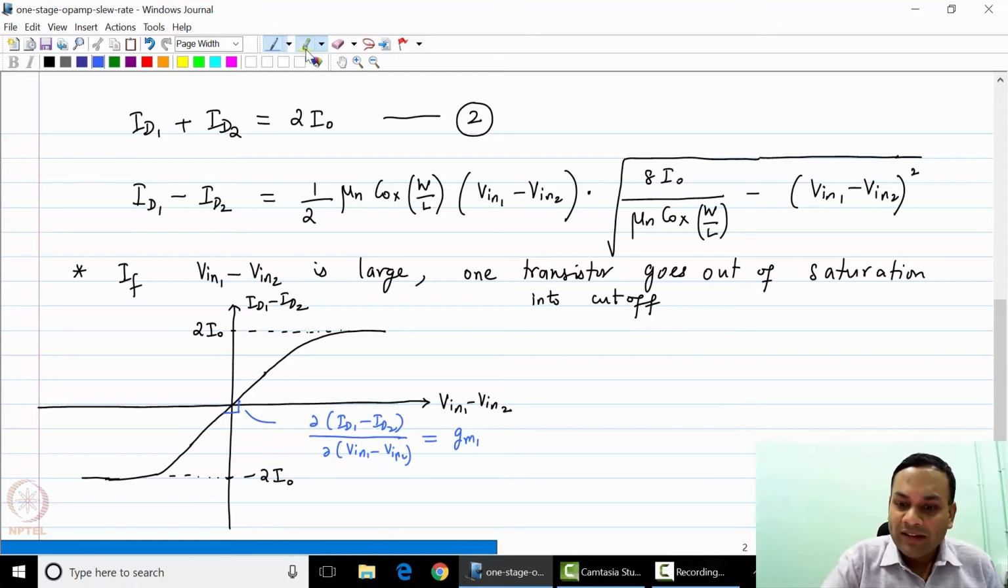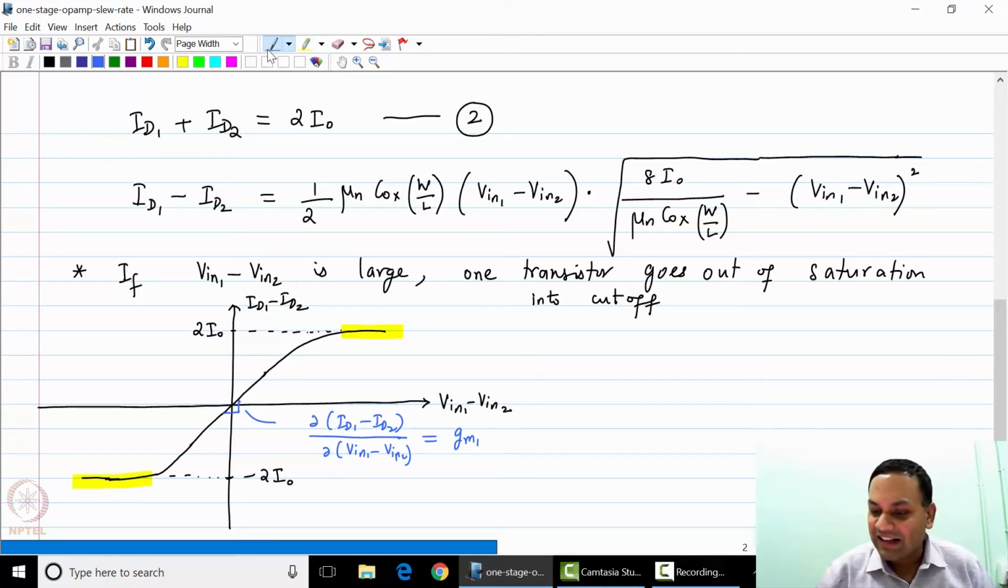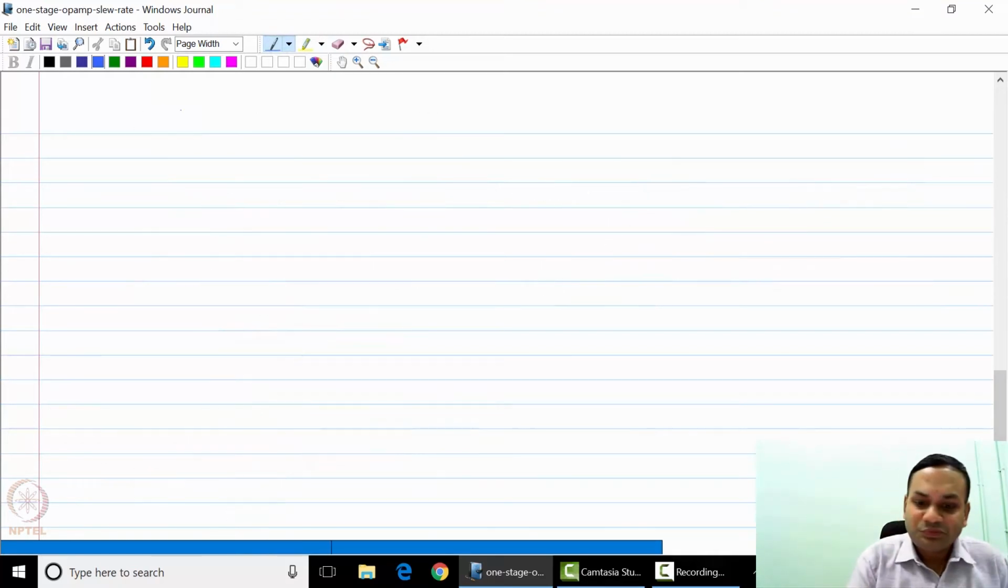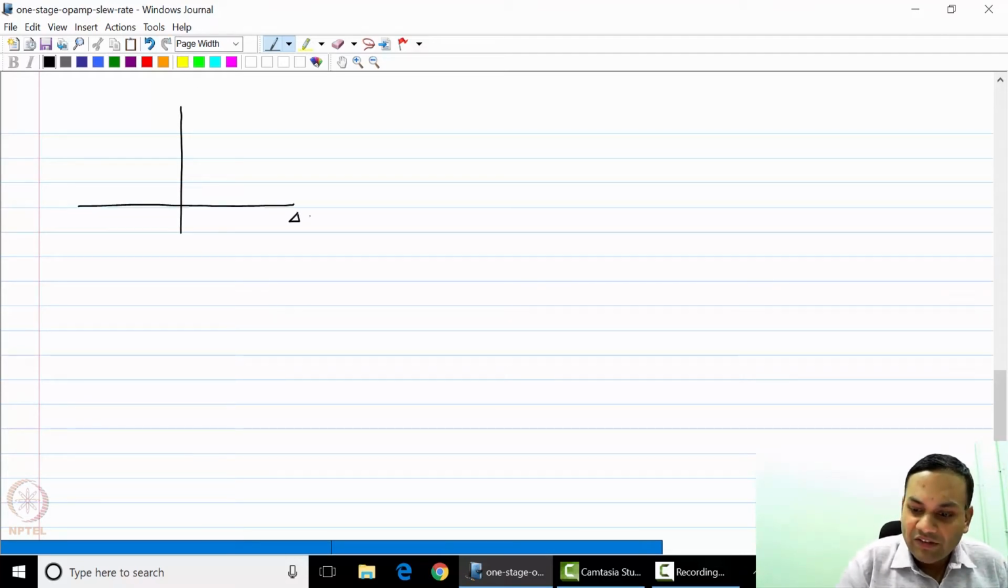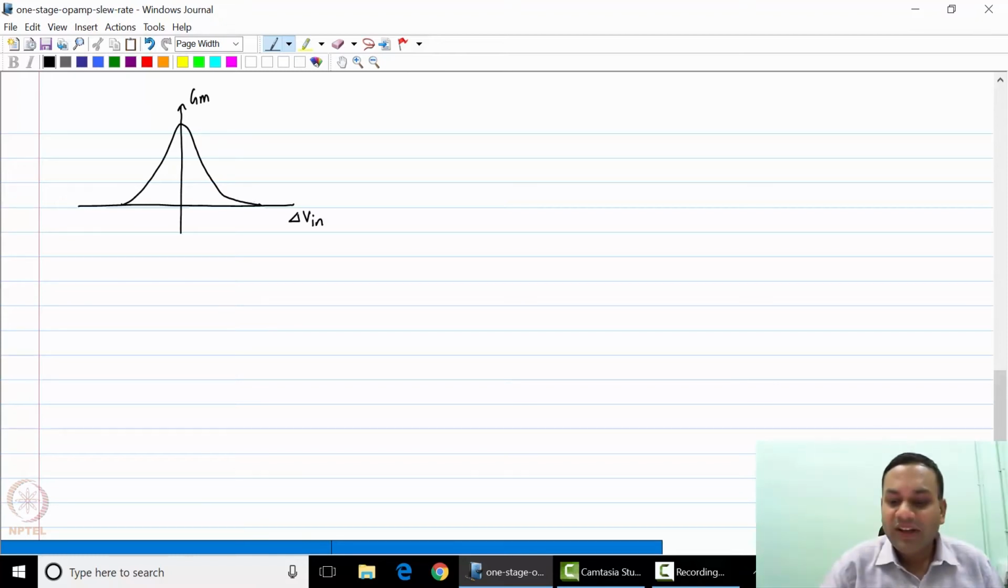Now of course, once it reaches this point, the transistor no longer has any transconductance. For example, if you were to plot the transconductance of the differential pair as a function of delta Vin, it would look something like this. It would go to 0 at some point. Our job is to find out at what point this full switching happens.